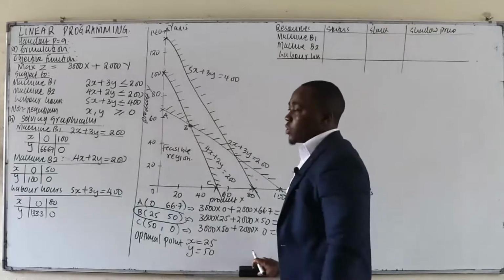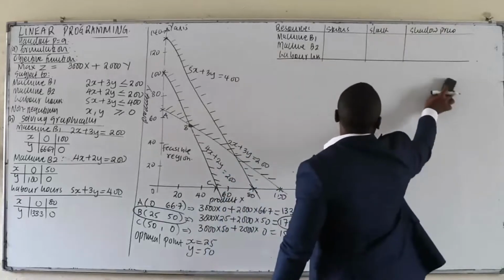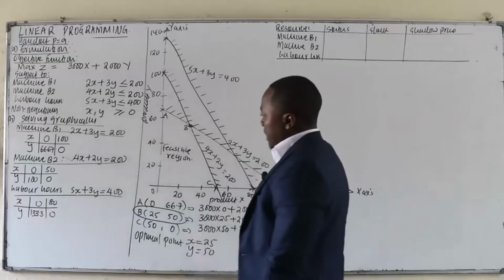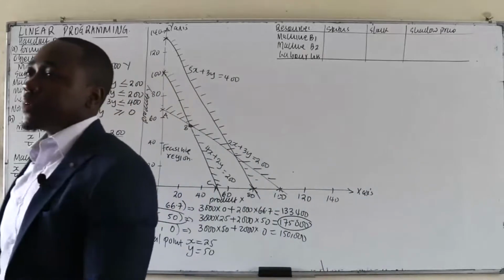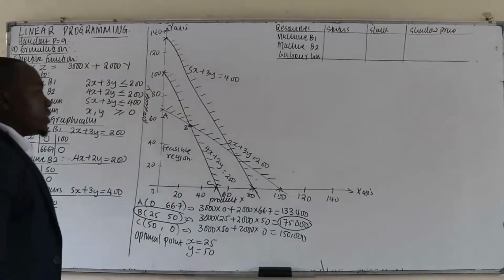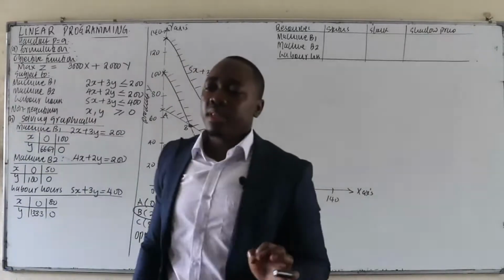So go back to your definition. Let's go back to the definition. Now we want to determine the status of these three resources. We start with the binding resources. So what are the binding resources? We see that these are resources.